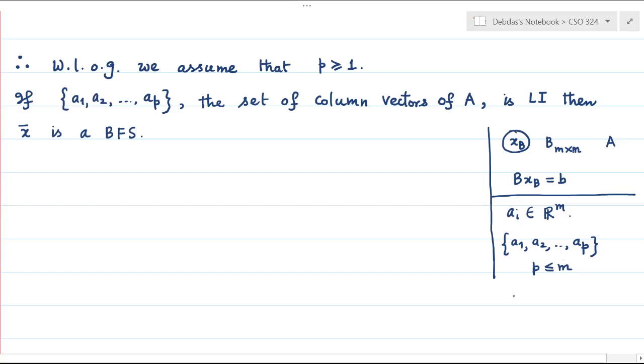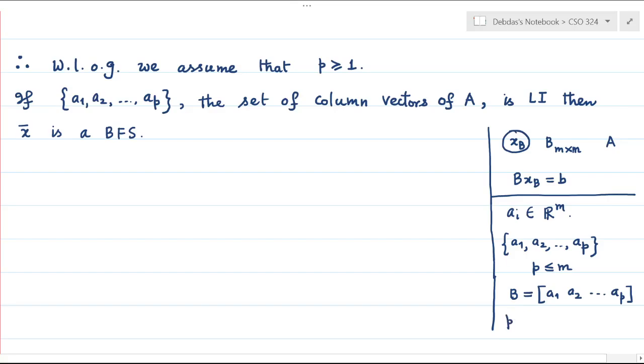If P is equal to m, then you consider this matrix capital B as A1 as the first column, then A2 as the second column, ..., AP as the pth column. And then you notice that the determinant of the matrix capital B is non-zero, and therefore B is a non-singular submatrix of capital A, and it is of order m by m. And that will prove that x bar is a basic solution, no doubt at all. If P is equal to m, then you construct this capital B.